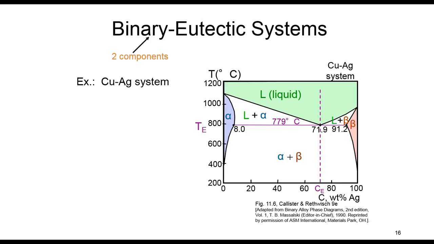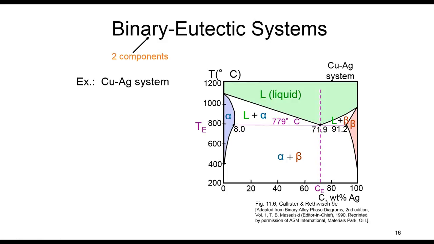Now look at a more complex phase diagram or system. An example is a copper-silver system. Because we are dealing with two components, this system is binary, and because this system, as you can see here, has a special composition with a minimum melting temperature, this is called eutectic. We will talk about the definition of eutectic more. So this is a binary eutectic system.